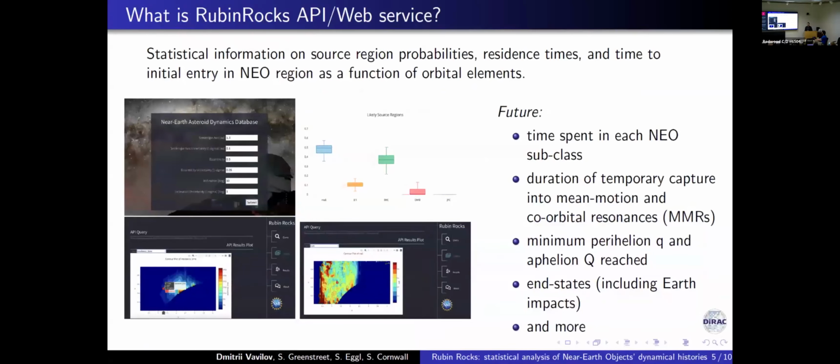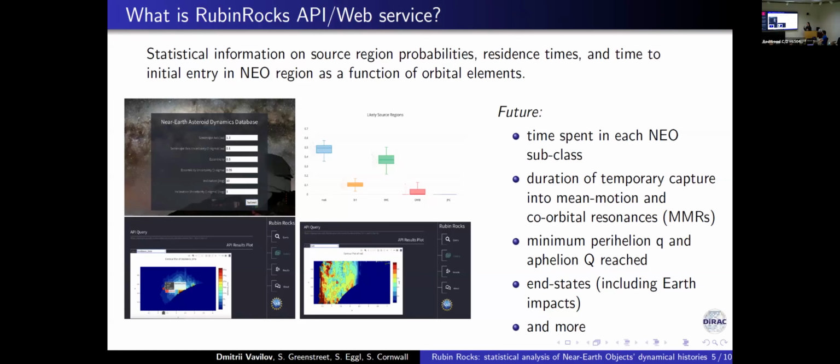About our web service: you go to a website, you put in the orbital elements of your beloved asteroid, so semimajor axis, eccentricity, inclination, even the uncertainties of these numbers, and it's going to give you all this information, such as the regions where it might come from, with the probabilities for each region, also with uncertainties, and the residence time, when it probably entered the near-Earth region. In the future, we would like to add additional things like the time it spent in each class of near-Earth object.